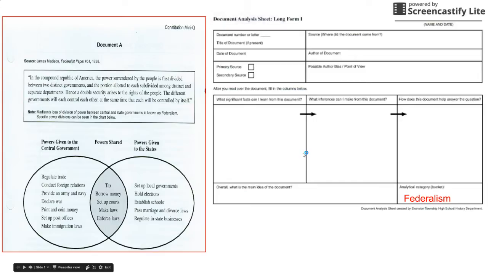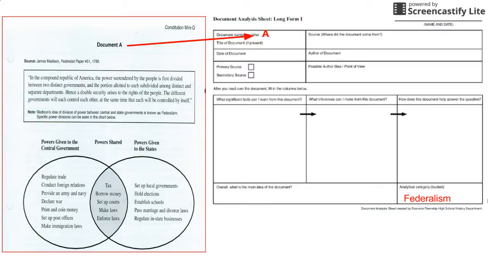Hello. All right. So we're going to walk you through Document A and using the document to fill in this document analysis sheet. So you'll need to, in your document packet, find Document A, and then in your analysis sheet packet, find the one that says Document A up here and Federalism in the bottom corner down here. So I'll give you a second to get those two things out.